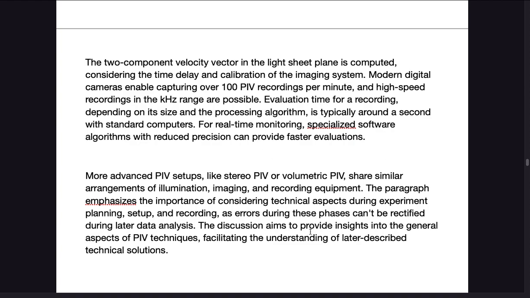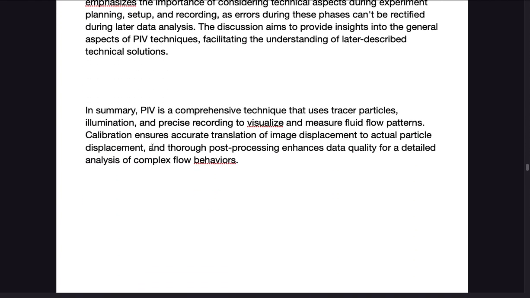This discussion aims to provide insight into the general aspects of PIV techniques, facilitating the understanding of the later described technique solutions. In summary, PIV is a comprehensive technique that uses tracer particles, illumination, and precise recording to visualize and measure fluid flow patterns. Calibration ensures accurate translation of image displacement to actual particle displacement, and post-processing enhances data quality for a detailed analysis of complex flow behavior.